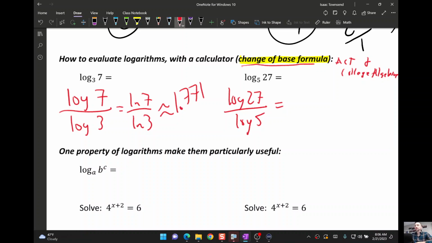Now, before I move on though, shouldn't this kind of make sense as an answer? I know you weren't going to come up with that decimal, but do you see why the answer to this has to be bigger than 1? Because 3 to the first is only 3, and why it has to be less than 2, because 3 squared would be 9. 7 is somewhere between 3 and 9, so your answer is somewhere between 1 and 2. If it was like 8.9 or something, if it was super close, then this would be very, very close to 2. Okay, so you can do both base 10, or you can do both base e. Both of those are considered the change of base formula.